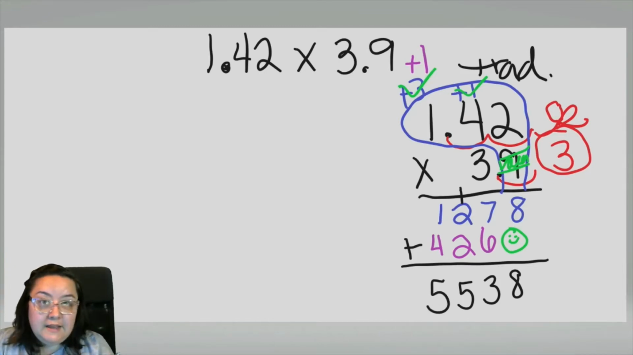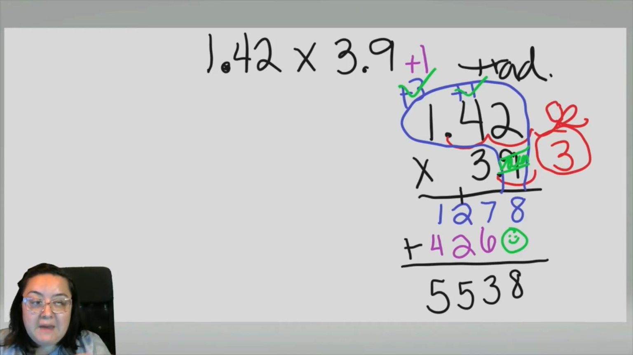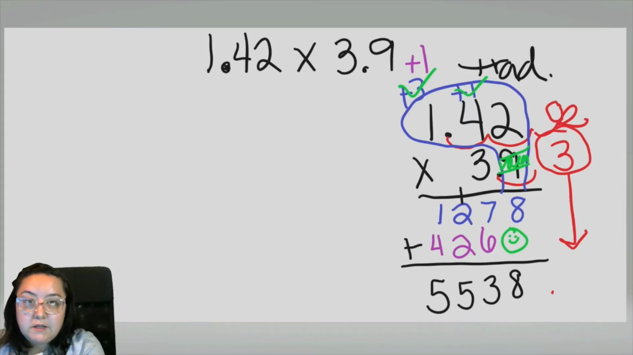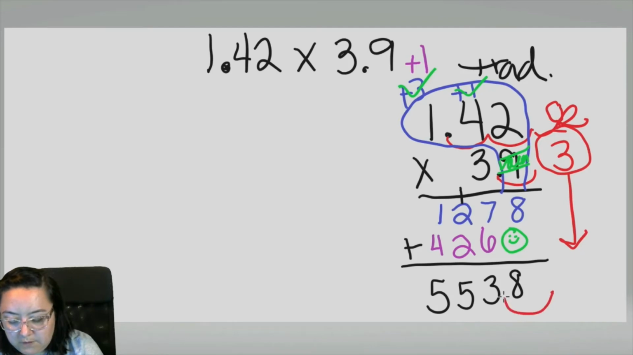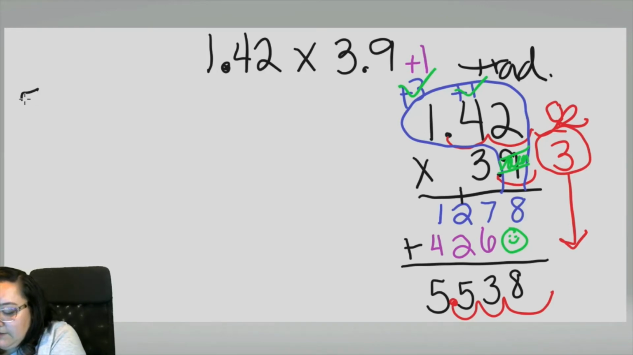Now, we are not done yet because we still have that decimal that we're opening up at the end of our problem. We have to kick the decimal back into this product 3 times. So we're going to bring this down here. There's our decimal. We're going to kick it back into the problem 3 times. 1, 2, 3. So our product is actually 5 and 538 thousandths. 5 and 538 thousandths. So let's keep that number in mind.